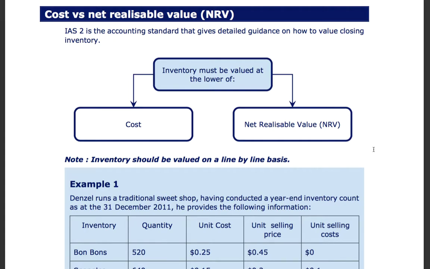So your cost is 90. The NRV is 80, for instance. I'm sorry, your NRV is 90, but your cost is 80. So what do you put in the balance sheet? The cost. You put the lower one just to be safe. You don't want to overstate things, right?